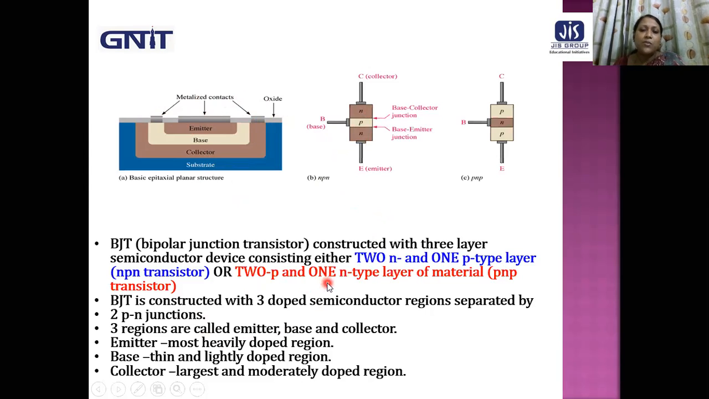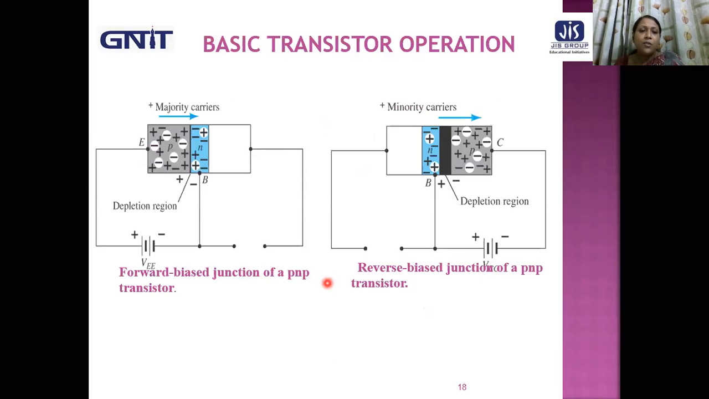So a BJT is constructed as a 3-layer semiconductor device consisting of either 2 N and 1 P layers, or 2 P and 1 N layers of material. A BJT is constructed with 3 doped semiconductor regions separated by 2 PN junctions. The 3 regions are called emitter, base and collector. So now the concept of BJT basic transistor operation.